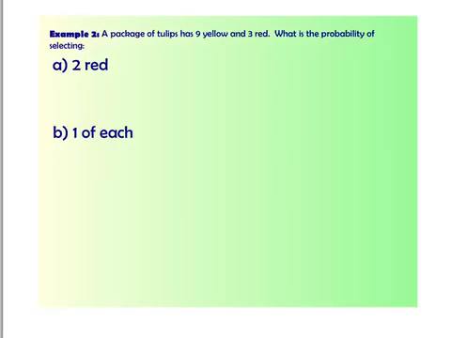Example 2, a package of tulips has 9 yellow and 3 red tulips. What is the probability of selecting 2 red? Okay, so this has a little bit more work here because it has to go back to when we talked about combinations. So if we think about the number of ways to choose 2 red, we have to remember that we're choosing from 3. So the total number of ways to choose 2 red is 3 choose 2. That, though, has to be over the total number of ways to just pick 2 from everything. So there's 12 total tulips, choose 2.